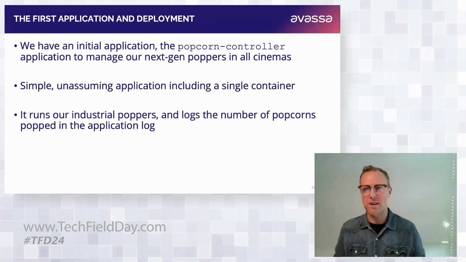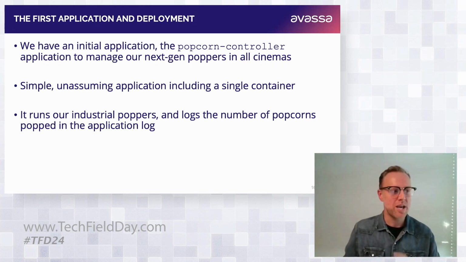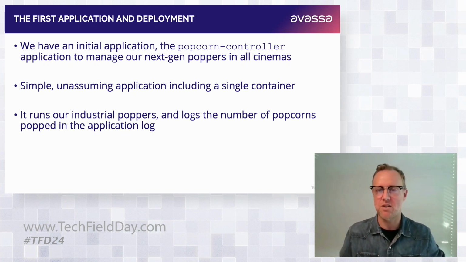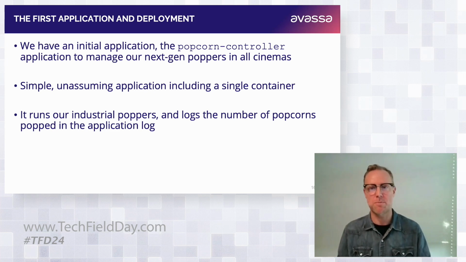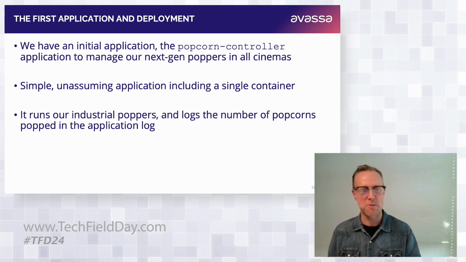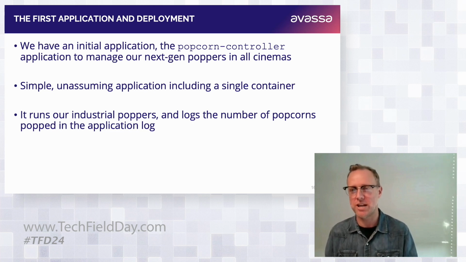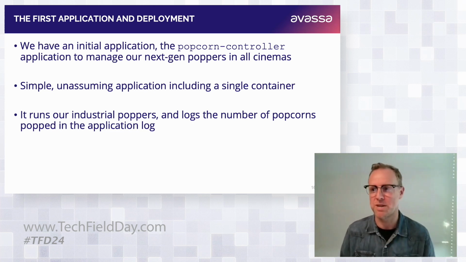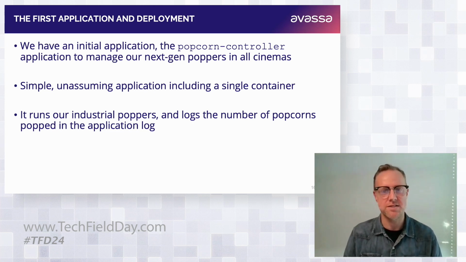Now that you have that, we're getting ready to go to the next step, and we're going to do our first trial run with an application. We have an initial application called the Popcorn Controller application. It manages our awesome next-gen poppers in all the cinema theaters. We have very picky people buying popcorn. It's a very simple, unassuming application. It's a single container. It runs our industrial poppers, and it also, as you will see later, logs the number of popcorns popped in the application log. We will eventually feed that into some machine learning and extract some useful information at a later stage.